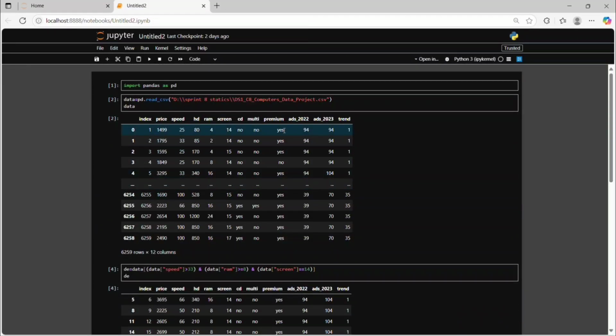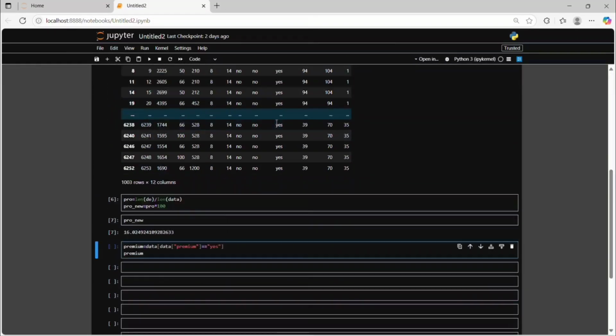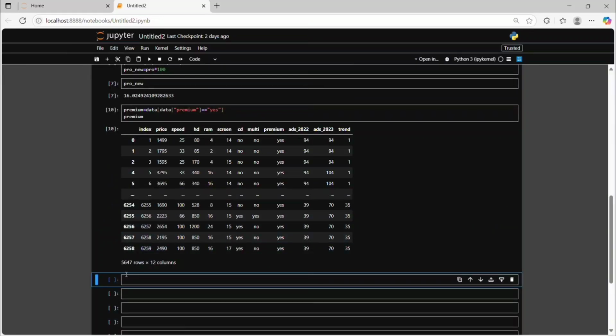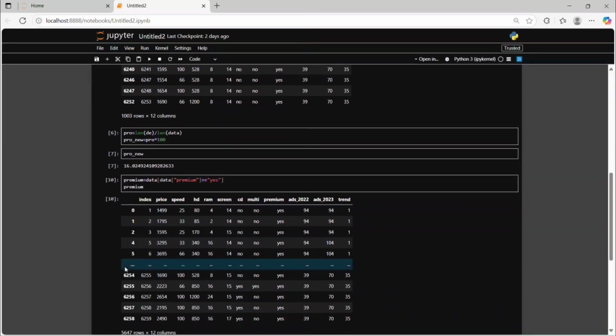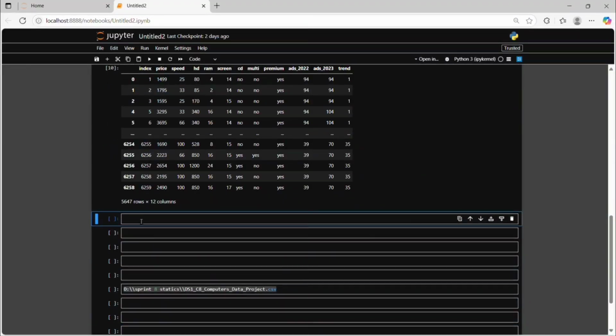As you can see here, there is yes and no. We need only yes, meaning premium computer. If I extract here, as you can see, from 6,000-something rows, we get only 5647 rows. On the basis of that, we can find the premium computer probability.